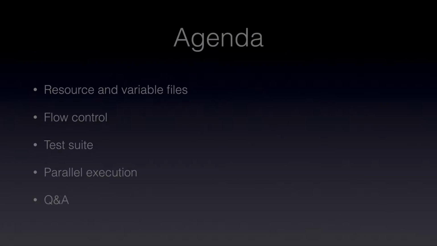This is today's agenda. I will introduce how to use and design variable and resource files today, which is a very important part of writing a good automation script. Next, I will introduce how to do flow control in Framework. I will also introduce some different ways to manage your test suite. And finally, I will give you a simple demo of how to implement parallel execution in Framework.